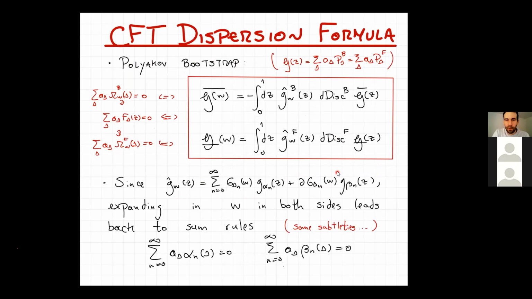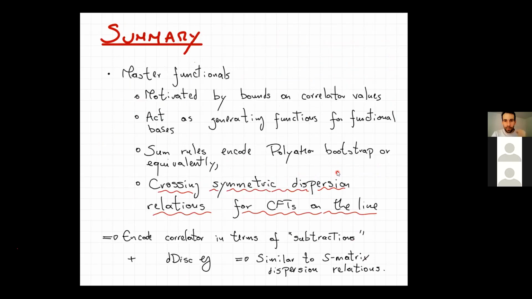So let us summarize what we've learned so far. I've spoken about master functionals. We motivated them by introducing bounds on correlator values. We found that they act as generating functions for the functional basis that we've introduced. The sum rules of these functionals encode the Polyakov bootstrap, or equivalently, they give us crossing symmetric dispersion relations for CFTs on the line when Z is equal to Z bar. And so this is a bit like an S matrix dispersion relation.